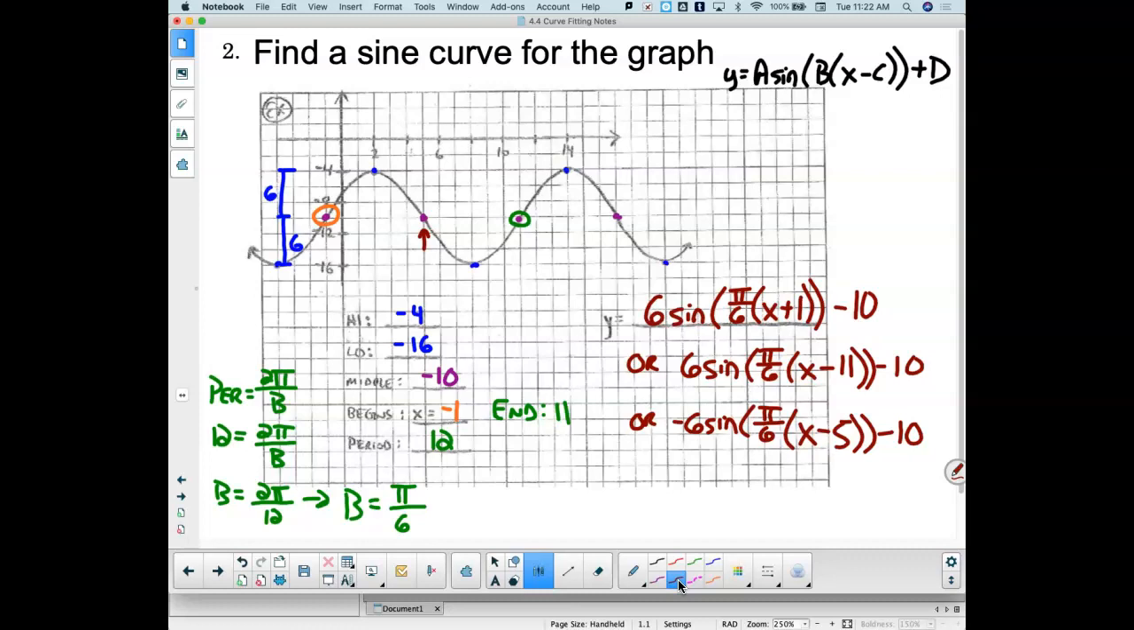It doesn't matter where you start. It doesn't matter which one you go. The only thing that matters is that you have a sine equation. We will take the responsibility when we grade these to adjust accordingly. Okay?